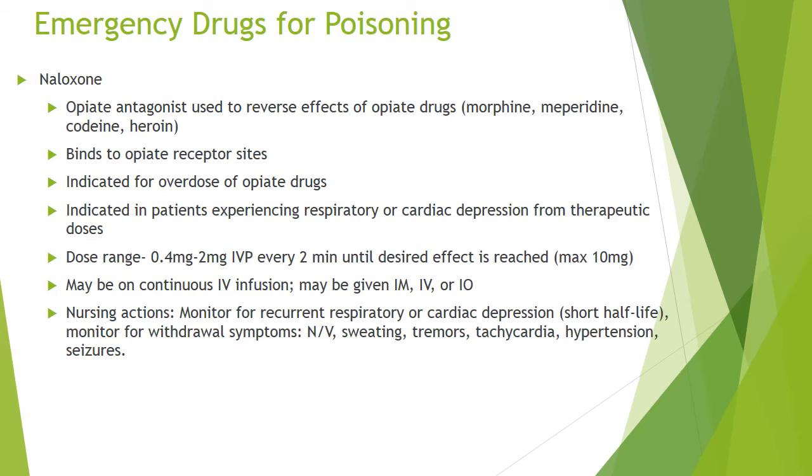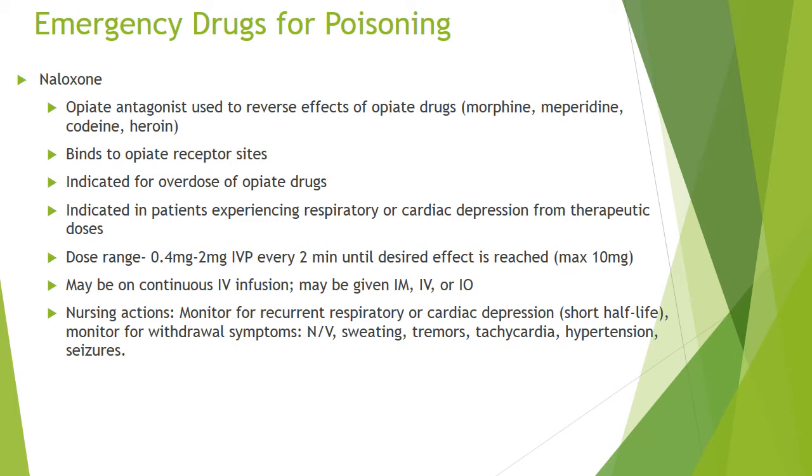One of the most common emergency drugs that we use for poisoning or overdose is naloxone, otherwise known as Narcan. Naloxone is an opiate antagonist that reverses the effects of opiate drugs such as morphine, meperidine, codeine, and heroin, and it works by binding to opiate receptor sites within the system. It is indicated for overdose of opiate drugs, as well as patients that may be experiencing respiratory or cardiac depression from therapeutic doses that they may have received in the healthcare setting.